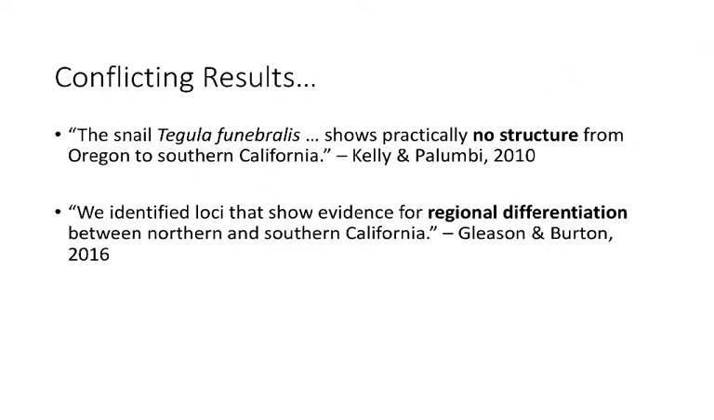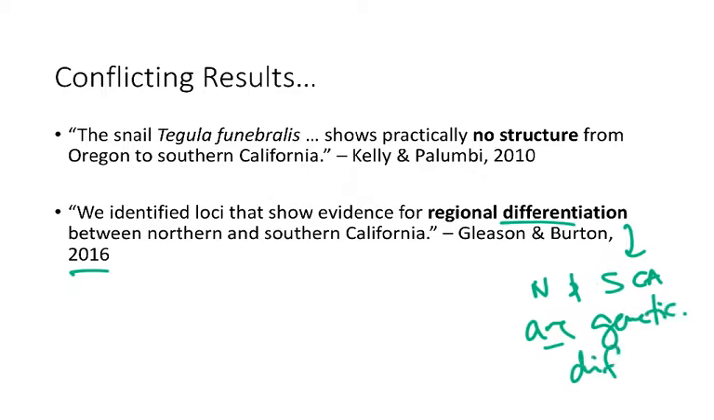However, a different paper that I published in 2016 says that we identified loci, so loci is another term for a genetic marker, that show evidence for regional differences between Northern and Southern California. And so based on this paper, we would say that Northern and Southern California are genetically different.